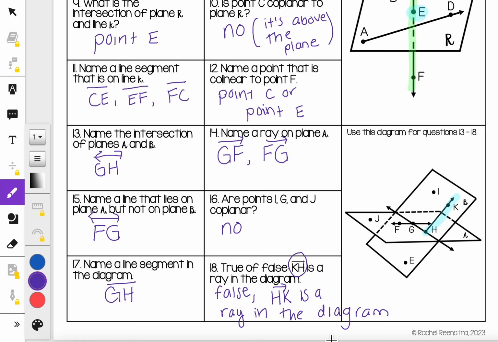All right, so that is our lesson on points, lines, and planes and our undefined terms.